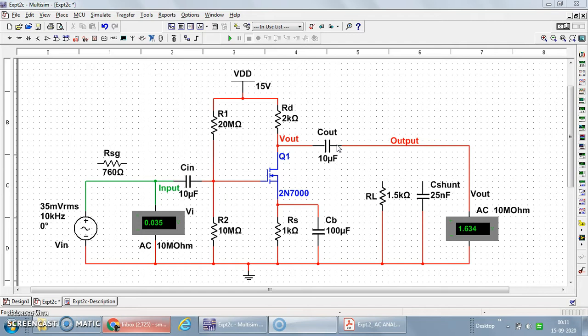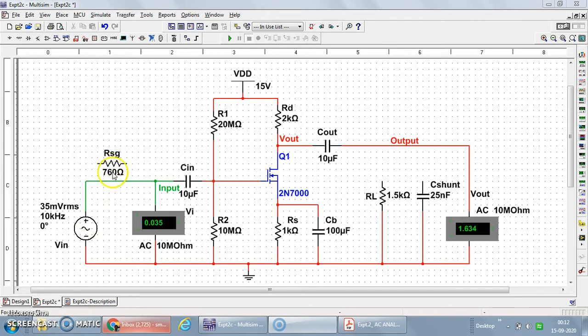The subpart that remains in this experiment is how to find the input and output resistance of an amplifier. To find these, we are considering here the signal source resistance. This is the source of the signal, the AC signal to be amplified that we are applying externally. We are considering this as the internal resistance of the signal source, denoted with RSG.